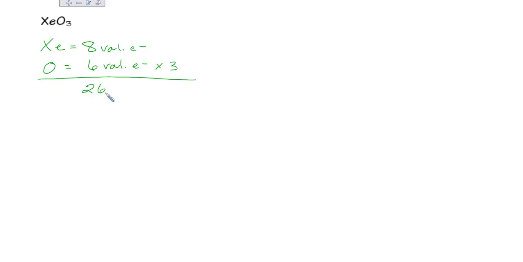While I'm thinking about it, I might add the electrons right away. Xenon carries 8 valence electrons, and then oxygen would have 6 times 3. So that will give me a total of 26. And it's neutral, so I don't have to worry about any kind of charge or anything like that.